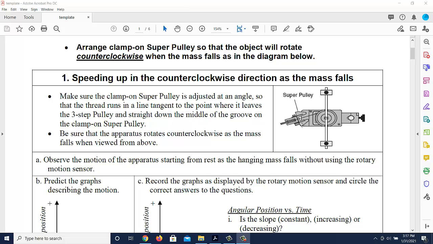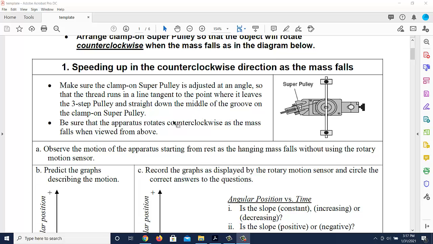See how this super pulley is at an angle? It's not flat on there. This helps your masses to not fall off, and the string not to come off the pulleys. So you need to have it turned like this. It should be set up like that now, but as you change it later on in the activity, you're going to want to make sure it looks like this again. That's why I gave you the picture.